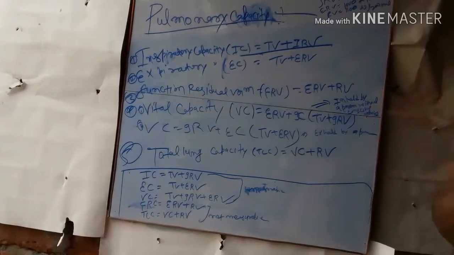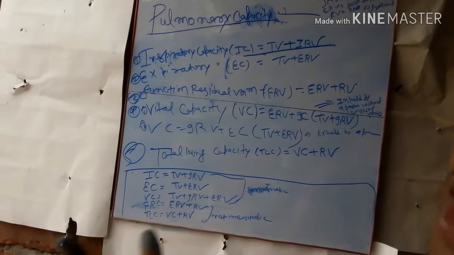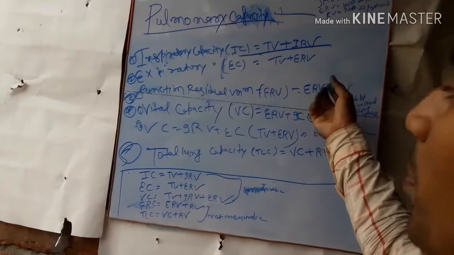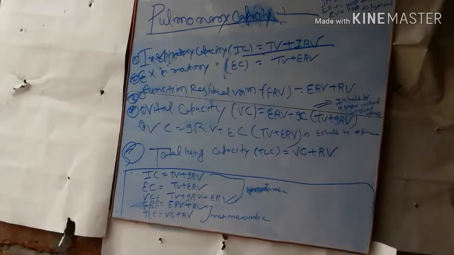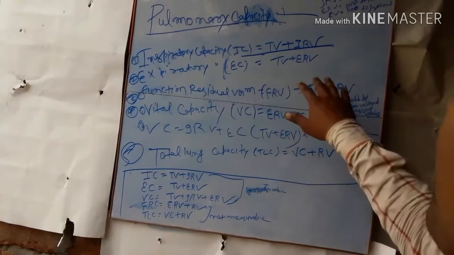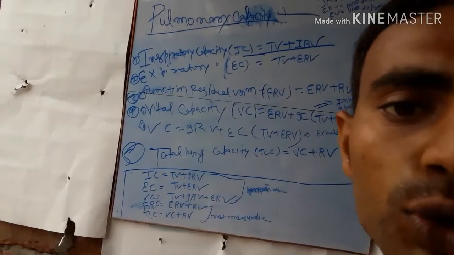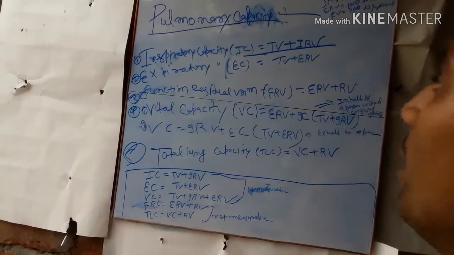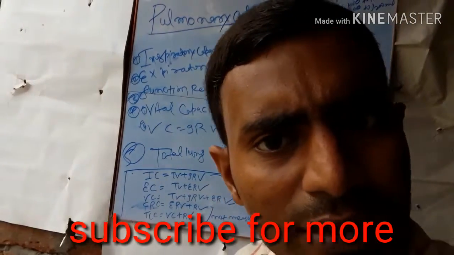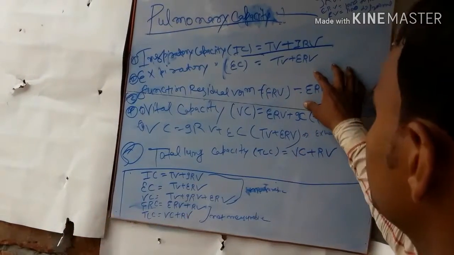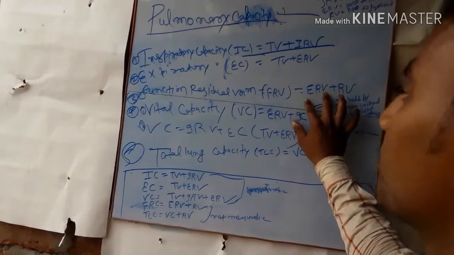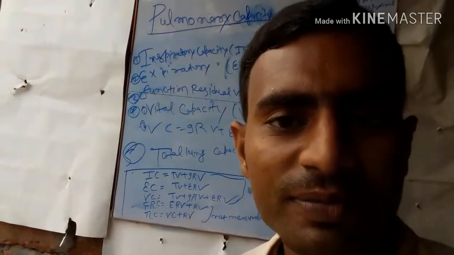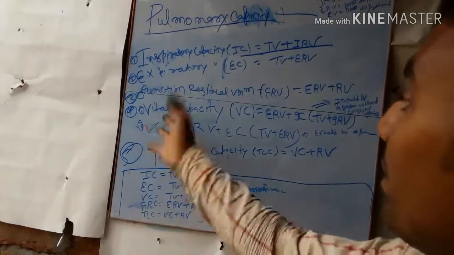Third is the functional residual capacity. Functional residual capacity equals expiratory reserve volume plus residual volume. Expiratory reserve volume is 1000 to 1100 milliliter, and residual volume is 1100 to 1200 milliliter. Okay, so the addition of expiratory reserve volume and residual volume is the functional residual capacity. And fourth is the vital capacity.